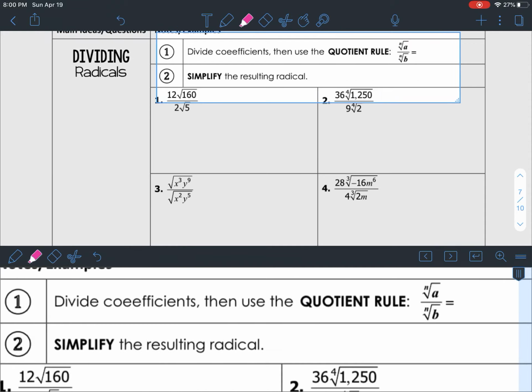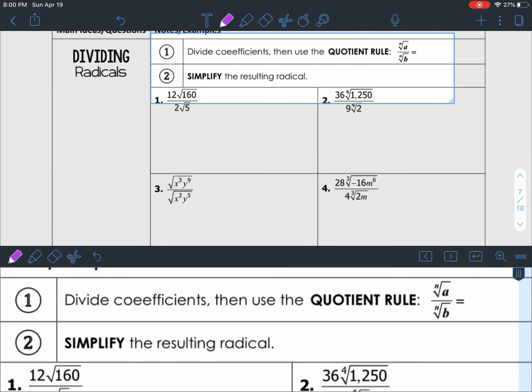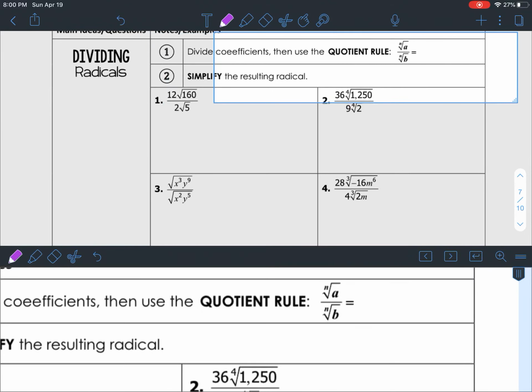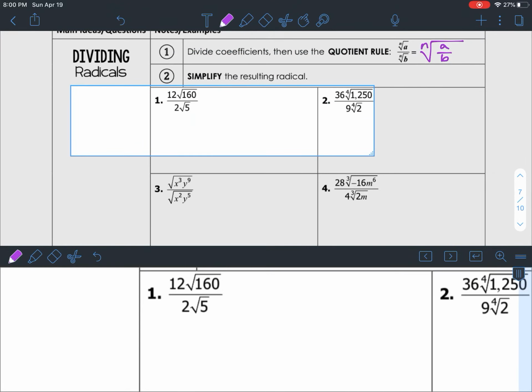So starting out here, when we divide radicals, it's a lot like when we multiplied radicals. So you divide the coefficients, just like when you're multiplying radicals, you would multiply the coefficients, and then you use the quotient rule. And the quotient rule basically states that the index stays the same, and you just put whatever is left inside the radical as a over b. And you do that math and kind of simplify some things.